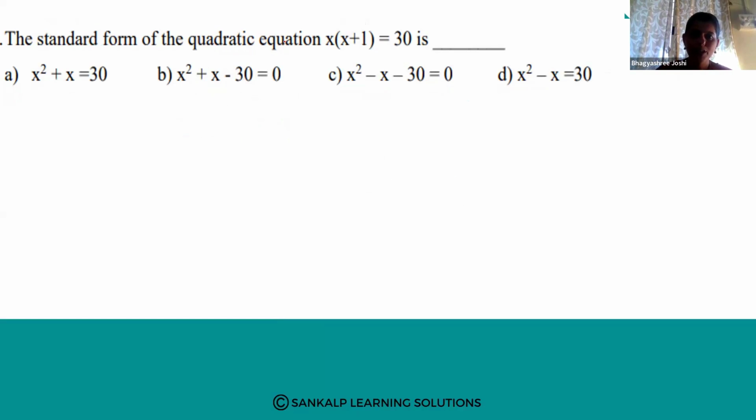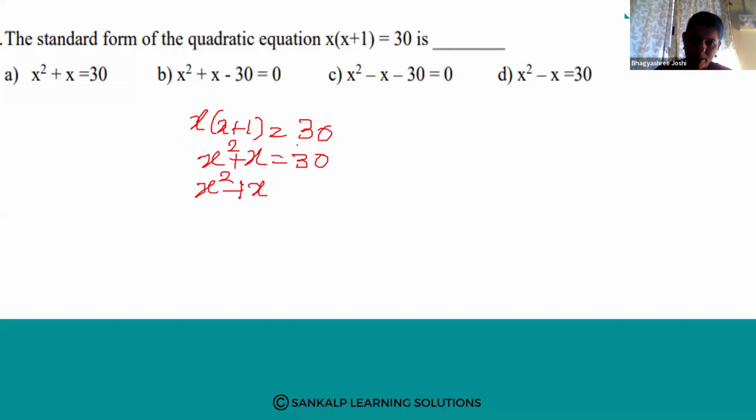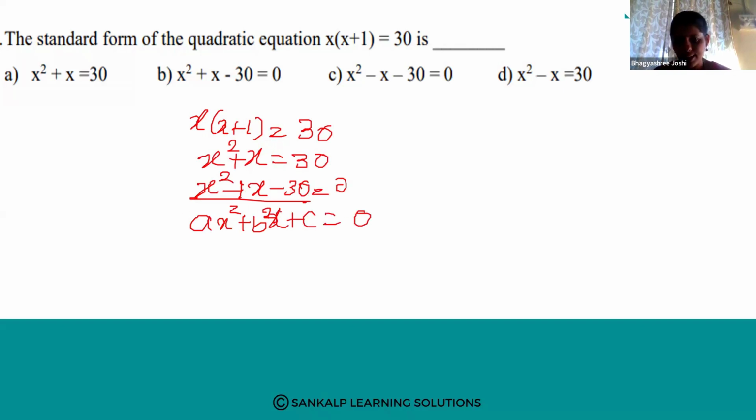Next, the standard form of the quadratic equation x into (x plus 1) is equal to 30. We have to convert this into quadratic form. That is x into x is x square plus x into 1 is x, equal to 30. Transfer this 30 to this side: x square plus x minus 30 is equal to 0. Now it is in the form ax square plus bx plus c is equal to 0. A is 1, b is 1, c is minus 30, right? So x square plus x minus 30, option B is right here.